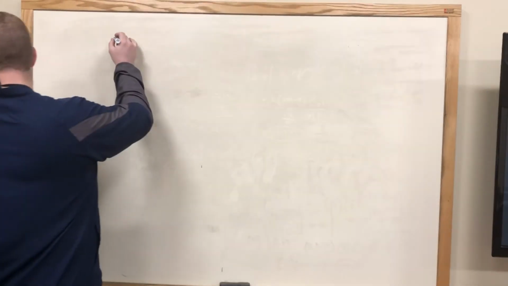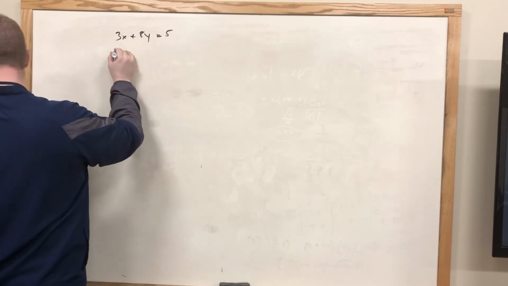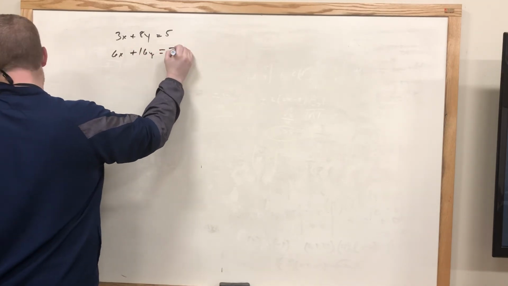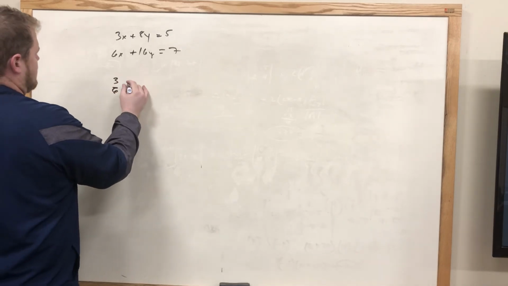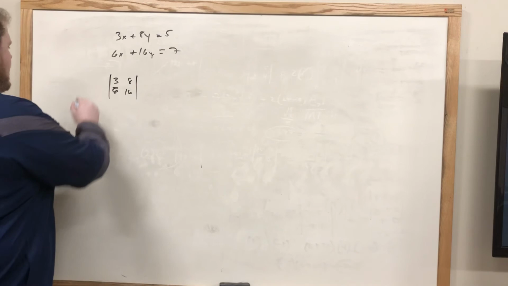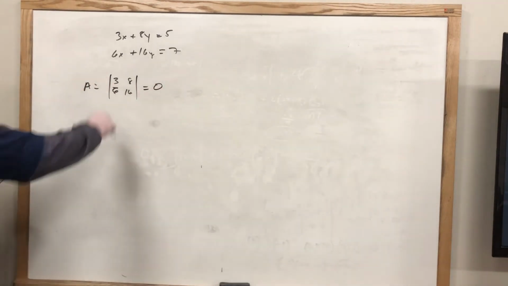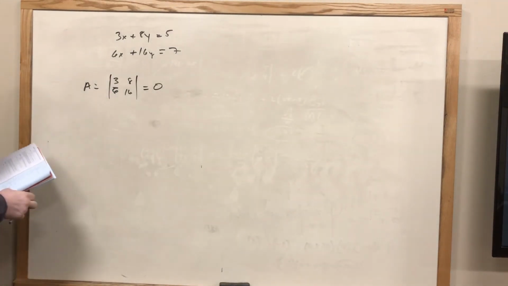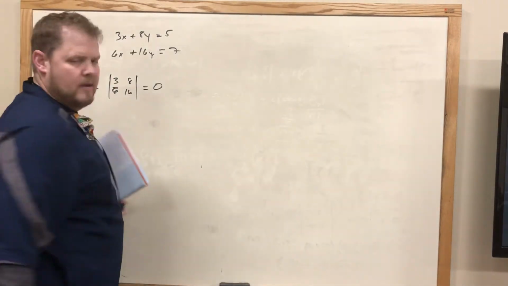So 3x plus 8y equals 5. 6x plus 16y equals 7. So obviously, what's my 3, 6, 8, 16? That's our initial determinant, A, which we know is 0, by the way. Why? Because it's multiples, remember? 2 times, remember, from last section. So that's our A. Therefore, you don't have to do any more work.